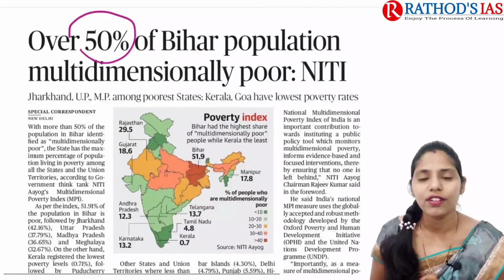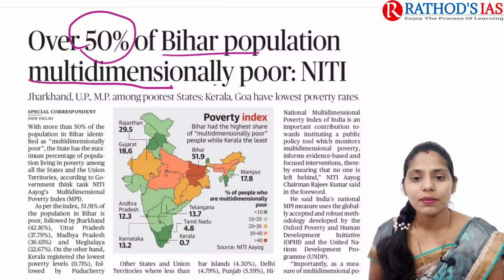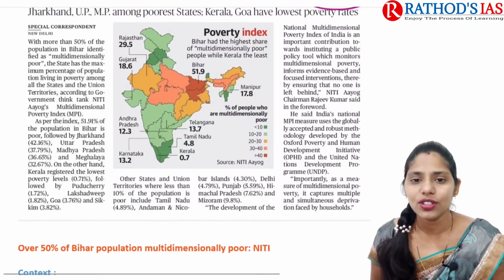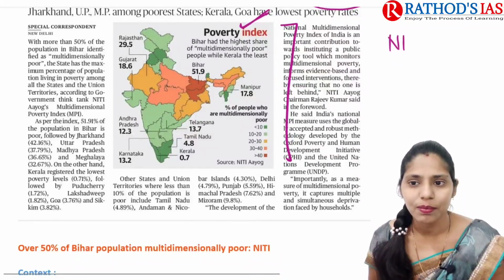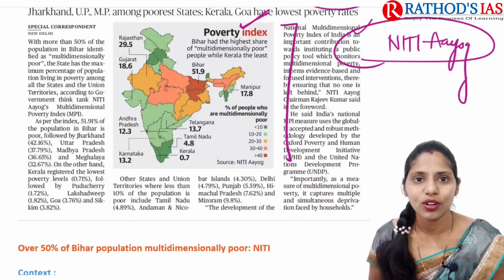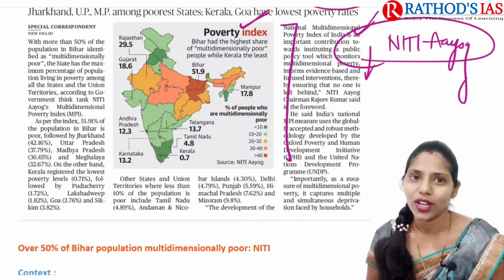The title says over 50% of Bihar population multidimensionally poor. It is according to the Niti Aayog report. So if you see this infographic, it is mainly talking about the poverty index which came up from Niti Aayog. Already you know that Niti Aayog is one of the important think tanks, right? So it came up with a report regarding this poverty index.